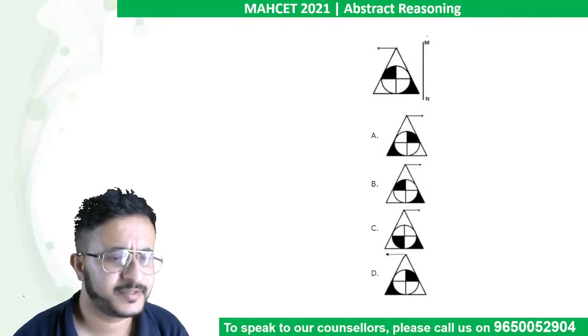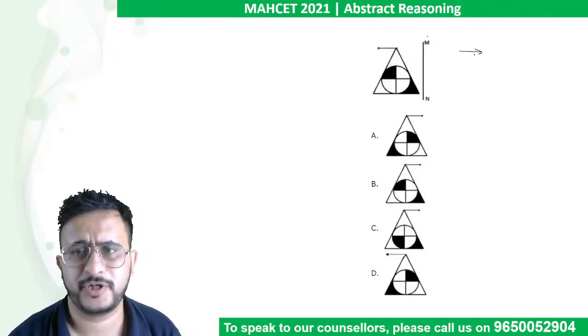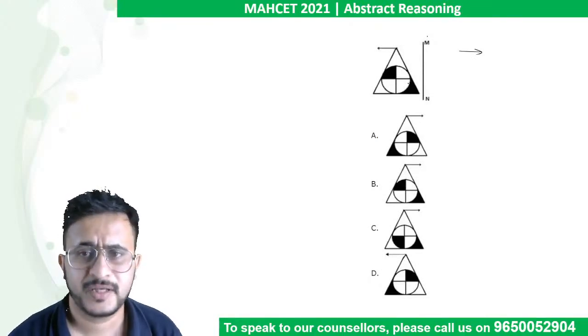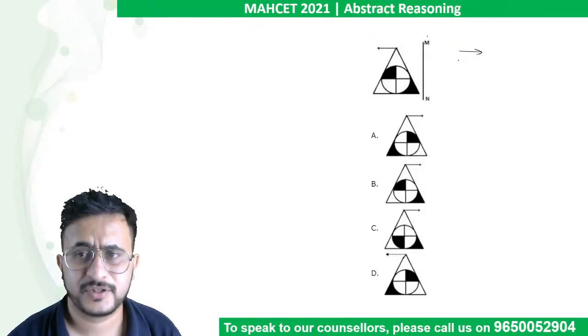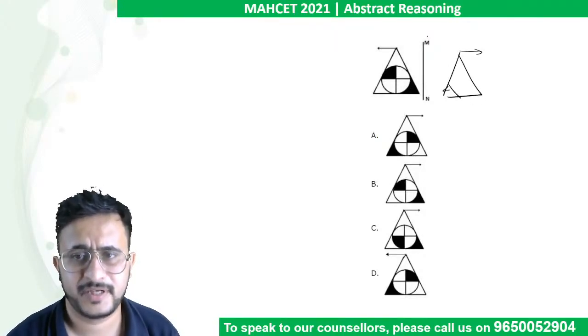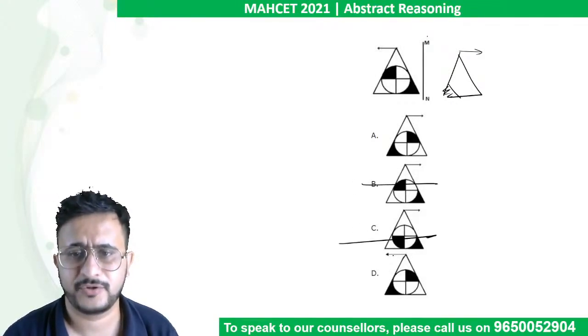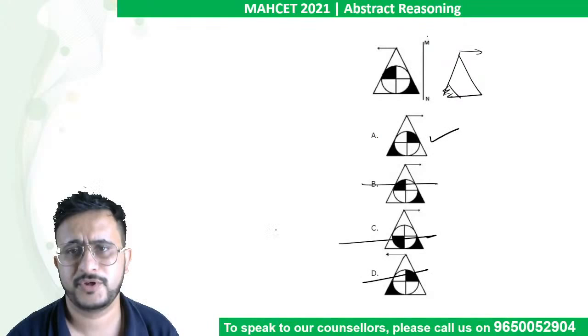So what will happen? This arrow is pointing towards left. In the mirror image, it should point towards right. This triangle is shaded on the bottom right. So this triangle will be shaded on the bottom left, right? So you can eliminate these two options, right? Now in this, the arrow is facing this side, so this will be your answer.